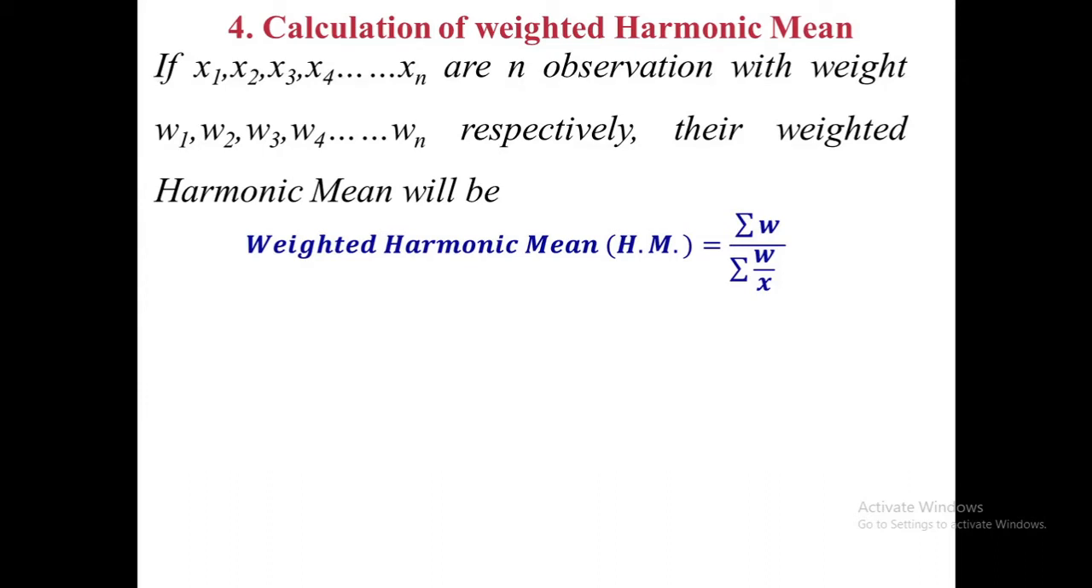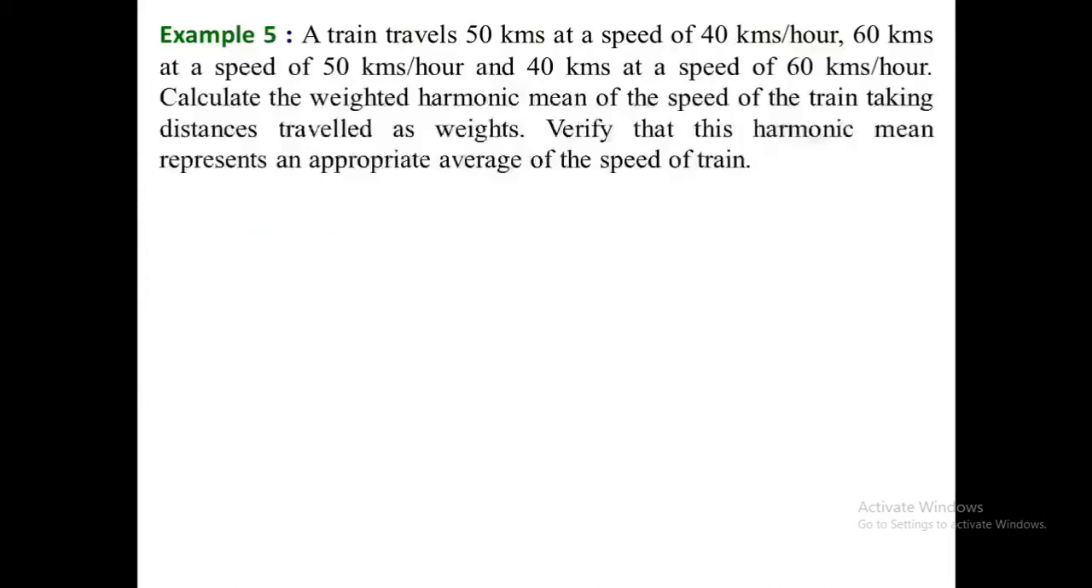Let's try to understand this concept with example number 5, where a train travels 50 km at a speed of 40 km per hour, 60 km at a speed of 50 km per hour and 40 km at a speed of 60 km per hour. We have to calculate the weighted harmonic mean of the speed of the train taking distance travelled as weight, and we have to also verify that this harmonic mean represents an appropriate average of the speed of the train.